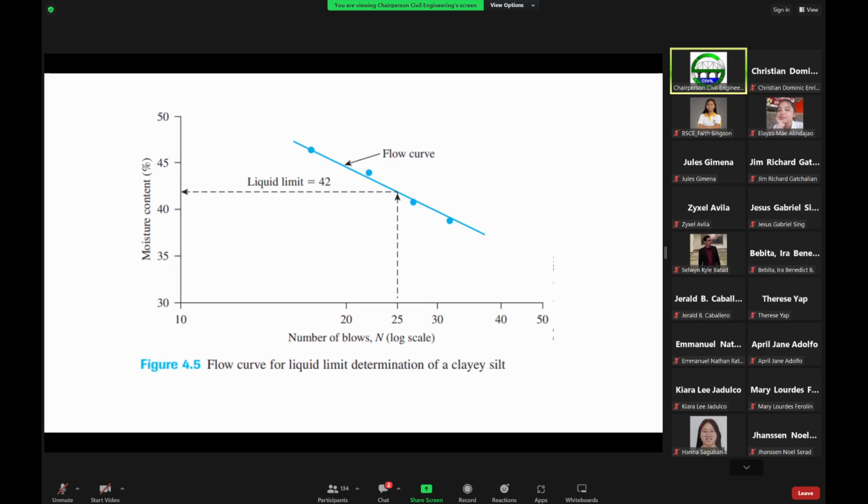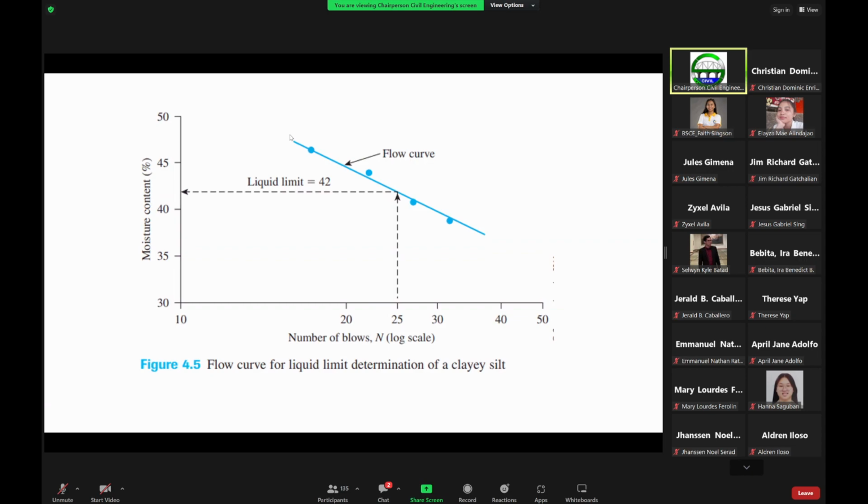So that means here you do a certain number of tests. For example, here you have done 4 tests with different numbers of blows, and then you try to plot that. Then draw a line which will act as your flow curve between the number of blows in the log scale, that's your n, and the corresponding moisture contents.